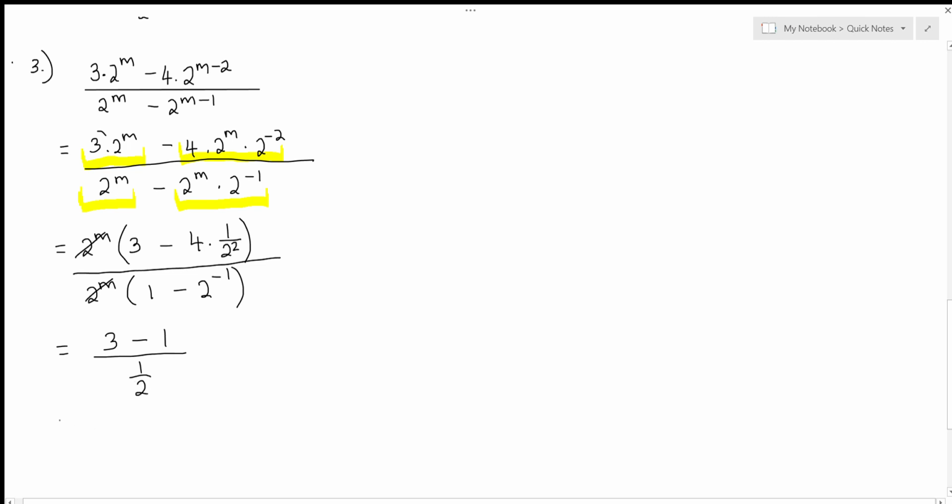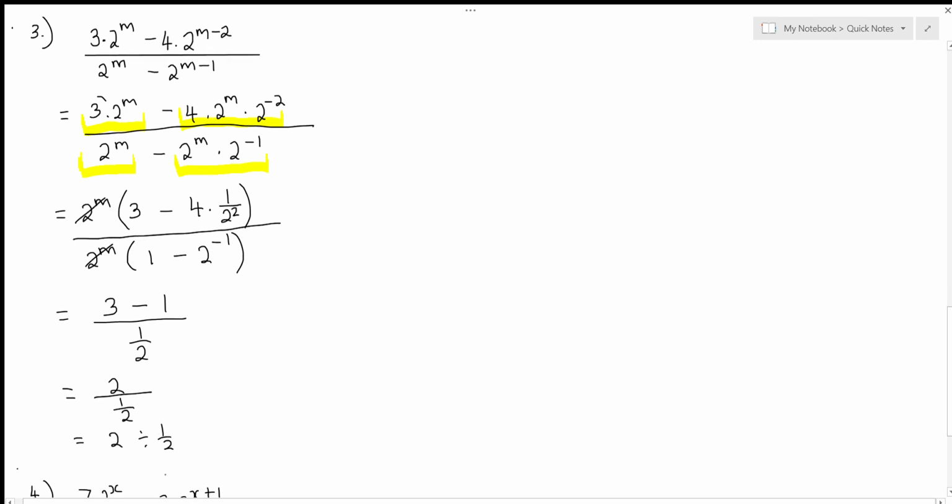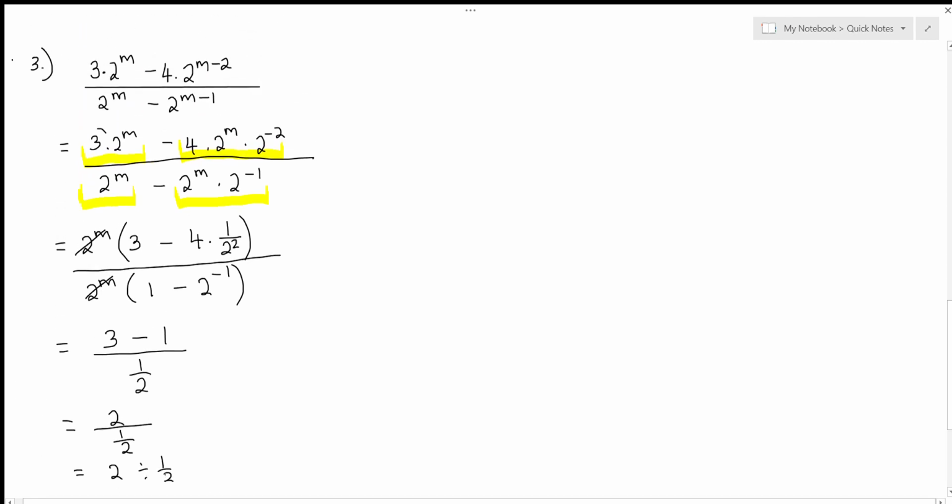And so we're left with 2 divided by a half, which would give me 2 divided by a half, and 2 divided by a half is the same as 2 times 2 over 1, which would give you an answer of 4.